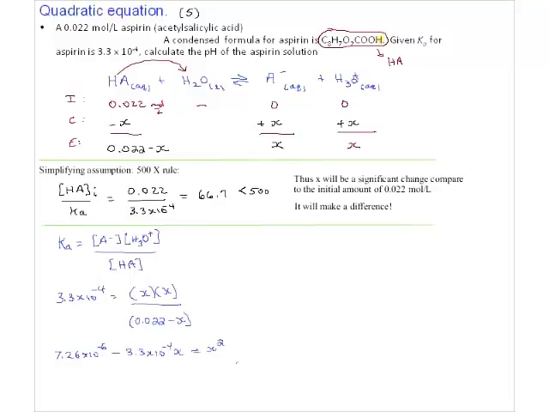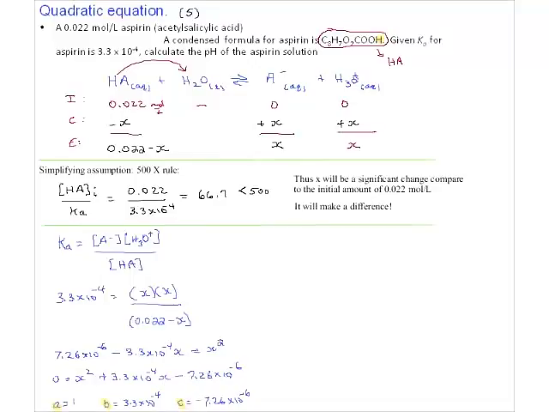Now we have to throw these guys to the other side because we want it to equal 0. And don't forget to change your sign of these guys when you flip them to the other side. And lo and behold, what do we get? 0 equals x squared plus 3.3 times 10 to the minus 4 times x minus 7.26 times 10 to the minus 6. So we've got our A value, we've got our B value, and we got our C value. That's an equal sign there, by the way. So we got our C value. It's a negative 7.26 times 10 to the minus 6.